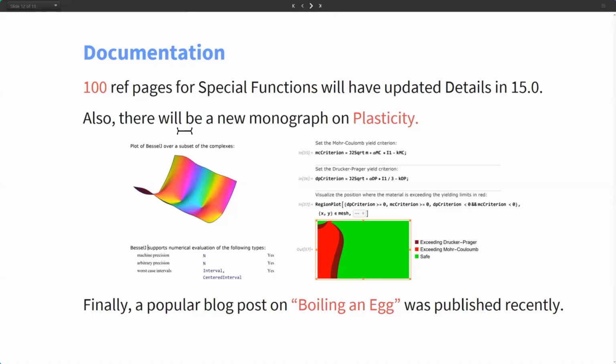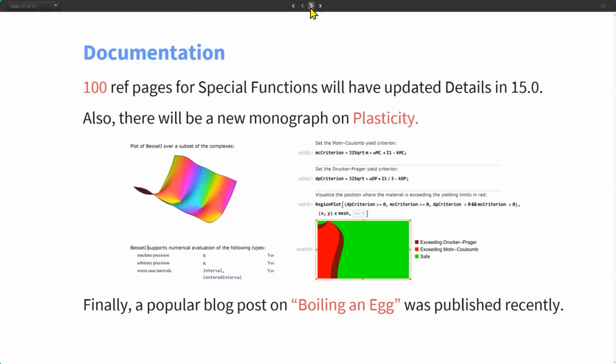And then we also have on the PDE modeling side a nice monograph on plasticity, which is a pretty advanced topic, but this monograph does a good job of trying to make it computable in the Wolfram Language. And I should just mention that we are lucky to have a nice blog post on boiling an egg as an introduction to PDE modeling functionality, suggested by the late Michael Trott. So with the help of the Wolfram|Alpha team, we managed to put together this nice blog post, and we're getting good feedback for it. So documentation continues to be a good focus for us.